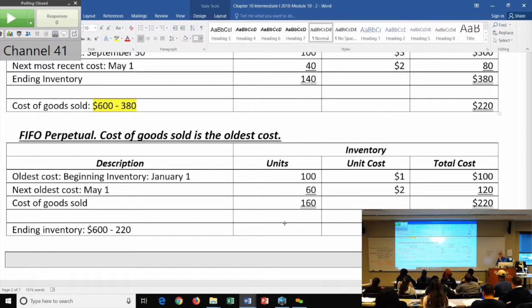How am I calculating the ending inventory, like the 600? So on both, I'm still looking at my total units? Yeah, well, we still have 300 units, but the cost of those 300 units was 600 in total. So any other questions? FIFO, perpetual, FIFO.